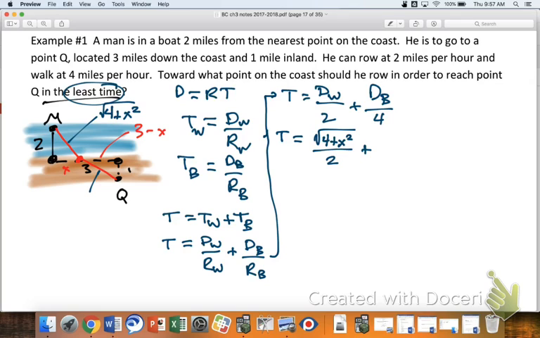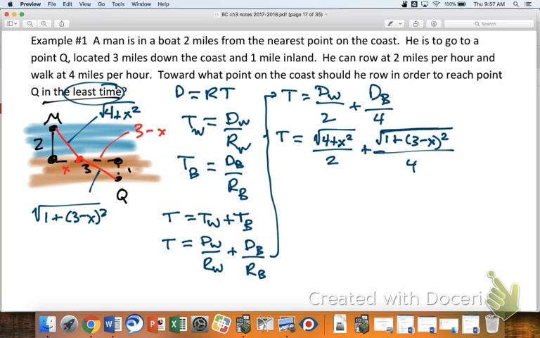plus the other one, a little more complicated. It would be square root of 1 squared plus 3 minus x quantity squared, all over 4. Pretty scary looking, huh?